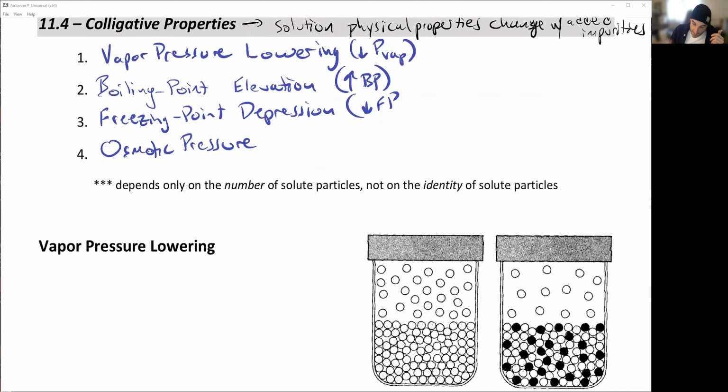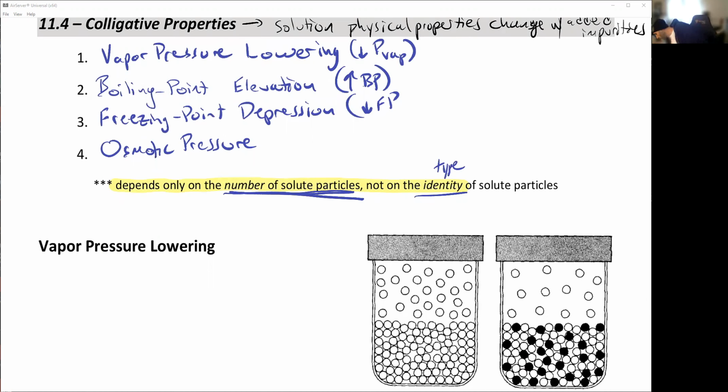So this is the important part of this. It depends only on the number of solute particles, not the identity. Okay, so that's really important. So I can add whatever I want. In fact, they can use whatever they want, like on the roads to help melt ice. The number of solute particles is important. The identity is not, okay? So the identity or the type, right?